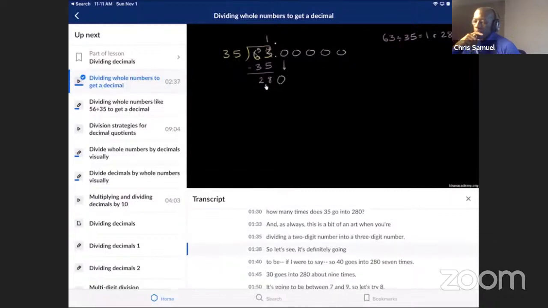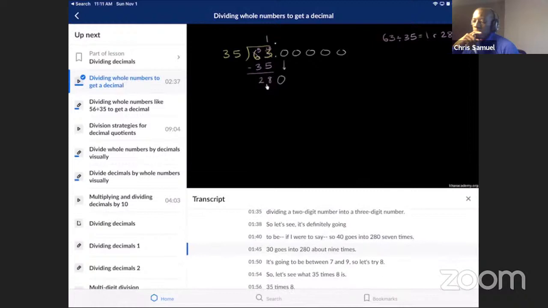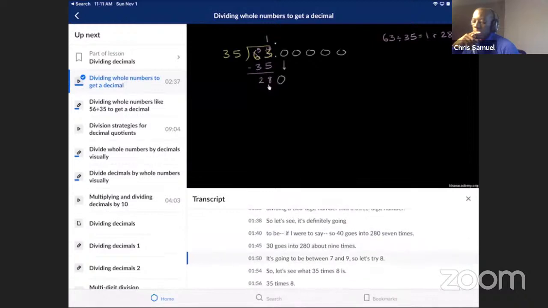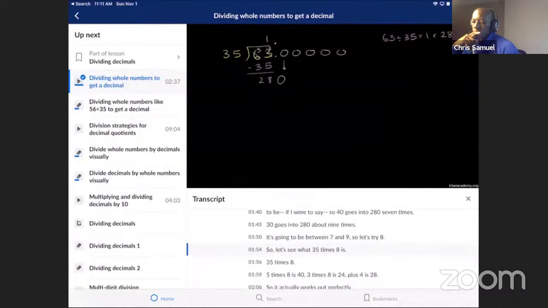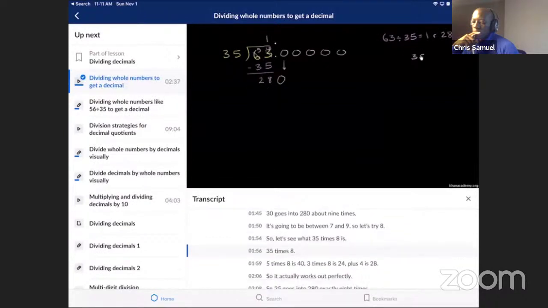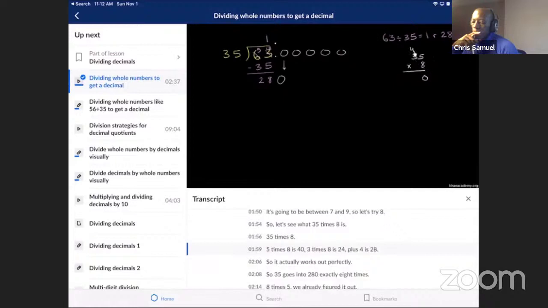So let's see, if I were to say, 40 goes into 280 7 times. 30 goes into 280 about 9 times. It's going to be between 7 and 9. So let's try 8. Let's see what 35 times 8 is. 5 times 8 is 40. 3 times 8 is 24 plus 4 is 28.